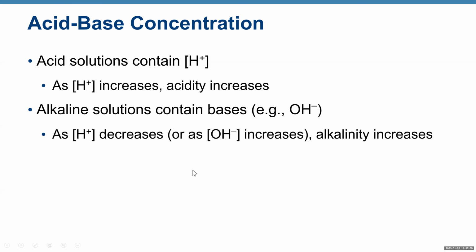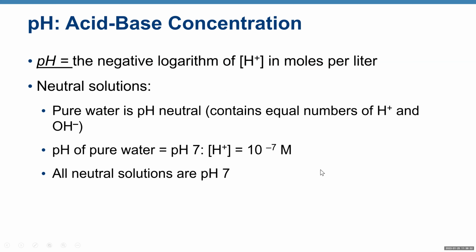Acid-base concentration. Acid solution contains hydrogen. As hydrogen increases, acidity increases. Alkaline solutions contain bases. When hydrogen decreases, then alkalinity increases. So to make it simple, if you have acidic solutions, that means you have high concentration of hydrogen. If you have basic solution, you have low concentration of hydrogen. Now, pH is the negative logarithm of hydrogen in moles per liter.